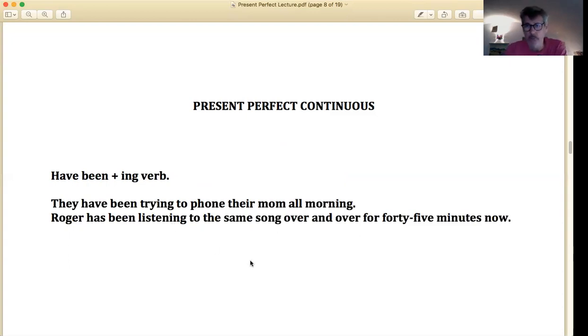Now, I know you probably know how to make it, but it's important to remember that. You don't want to say Roger have been listening. A lot of people make mistakes on exams, on my credit test, and they won't conjugate the verb have and put it in the right form, and they lose the point. Because at this level, you really do need to know that if it's third person, like in present perfect or present perfect continuous, that needs to be a has.